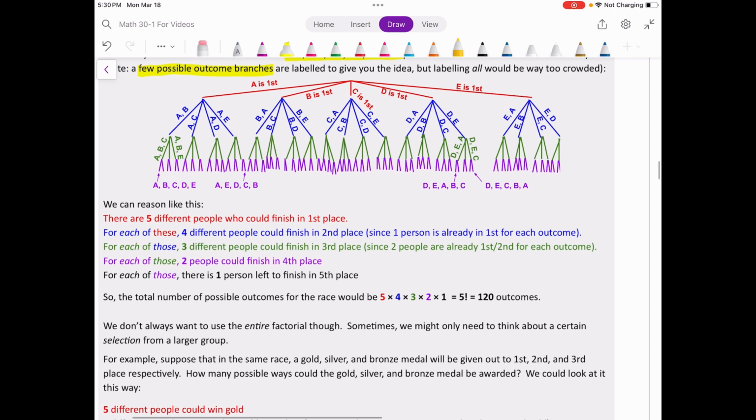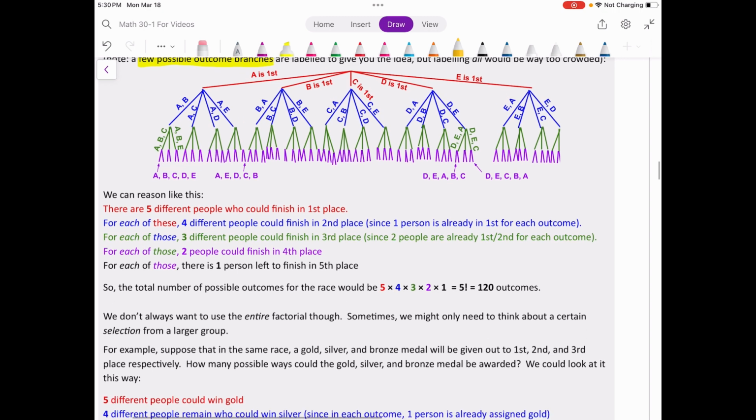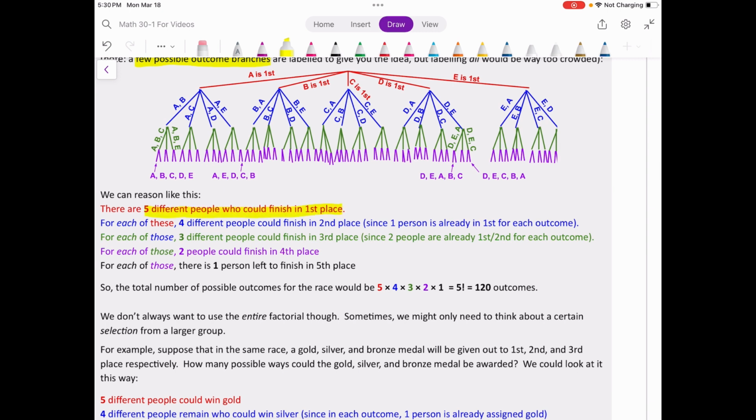But here is where factorials pop up, okay? Think about it this way. If we are placing the racers, we're trying to say how many different ways could they place, right? Well, if we've got our 5 racers, there are 5 different people who could finish in first place, right? 5 different options for who comes in first. So we take one of them, we put them in first place, right? Choose one of our 5 and put them in first place. That leaves us with 4 options left for who could finish in second place, because we've already put one of those 5 people in first place.